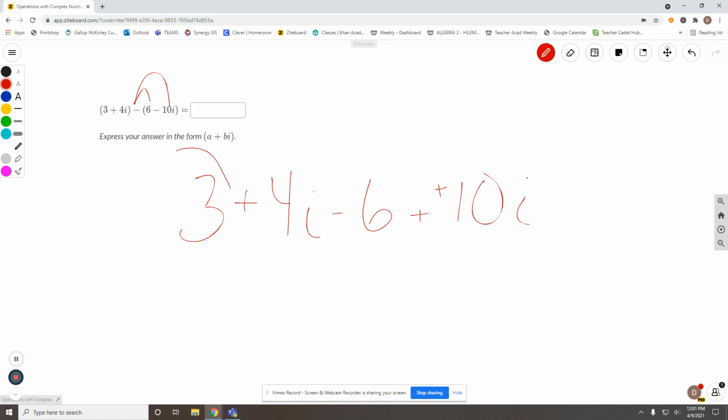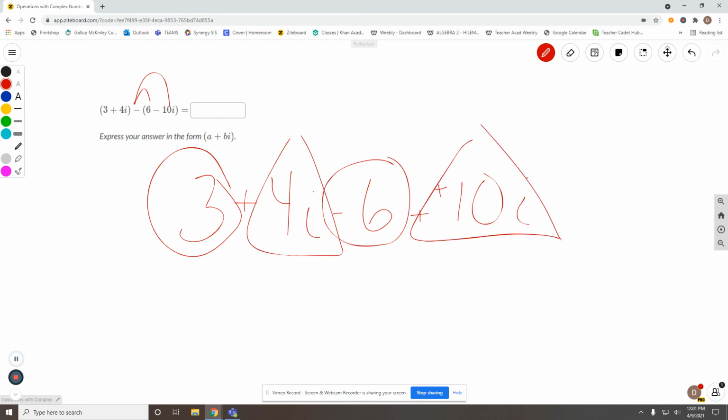So once again, we have two real parts and two imaginary parts. We add the real parts together. 3 minus 6 is negative 3. Imaginary parts, 4 plus 10 is going to be plus 14i.